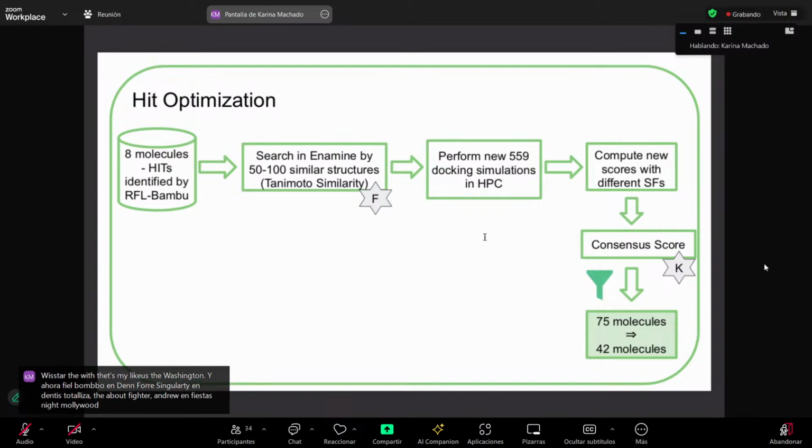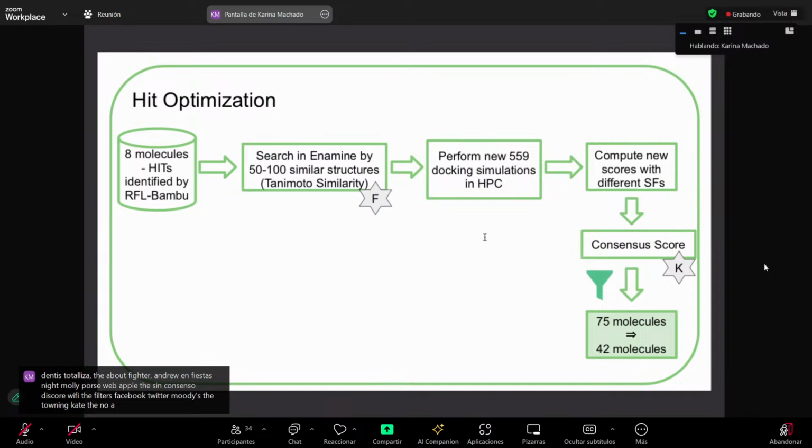We computed the 5 scores. We applied the same consensus score. We applied the filters as in the previous step. And finally, we generated the final 42 molecules that we indicated in this step.